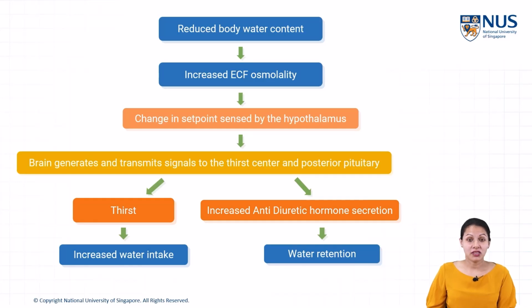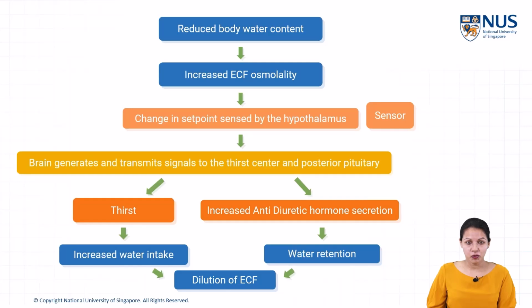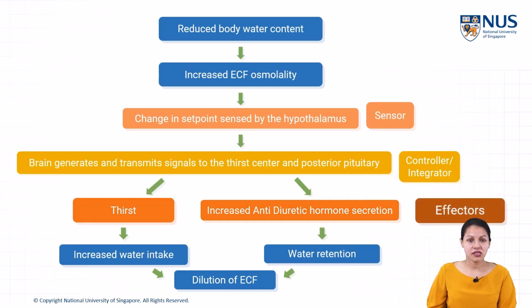Don't worry about the details of these processes. You will learn all that as we go on. So what will happen is these will lead to dilution of the extracellular fluid and restoration of the body water content. The sensor here is the hypothalamus, and it sends signals to the controller or the integrator, which is the thirst center and the posterior pituitary, and the effectors are the thirst mechanism and the antidiuretic hormone.